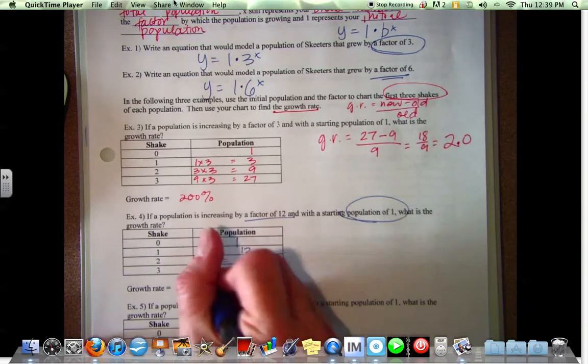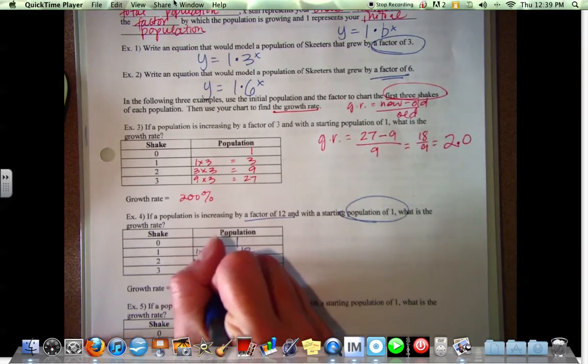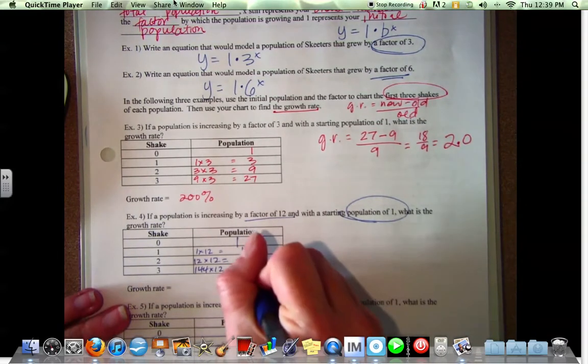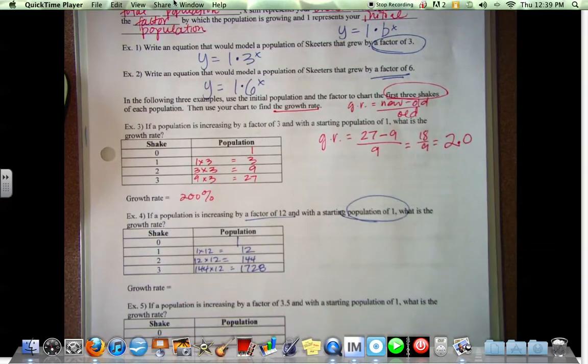Then our last population would be what? 1,728. Okay. Thank you.